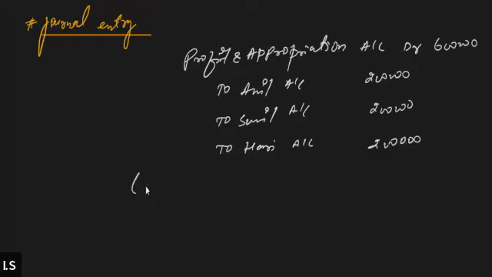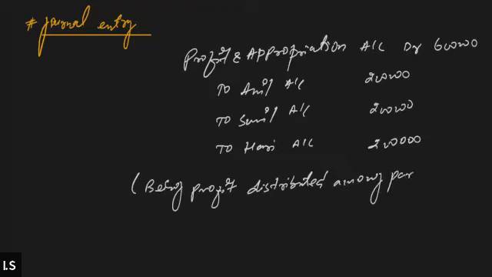Okay, and we'll write down the narration as: profit distributed among the partners, including the deceased partner. Okay, so this is the journal entry.